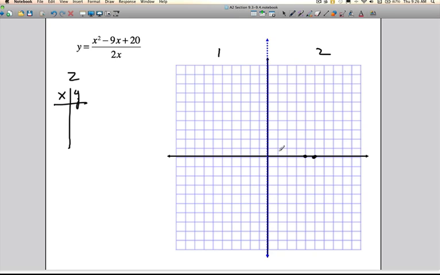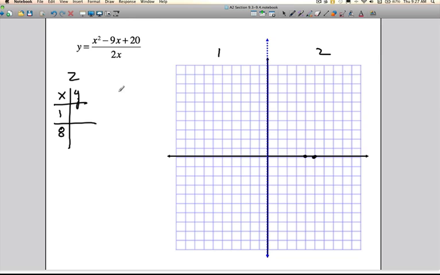I'm going to start with section 2 because I already have 2 points over there. And what I want to find out is what happens here close to the asymptote and what happens out here a little further away. And if I want a little more detail, I might want to check what happens between my two x-intercepts. But for now, I'm going to plug in 1 and see what happens. And then let's see, 5, 6, 7, 8. And I'm going to plug in 8 and see what happens further out here.